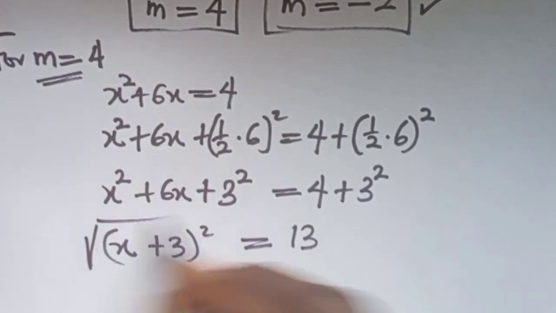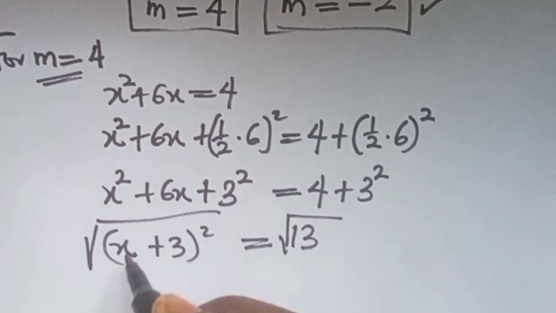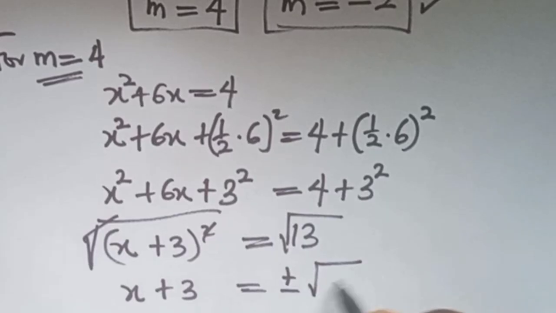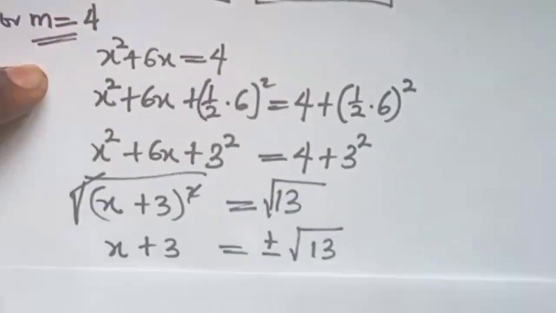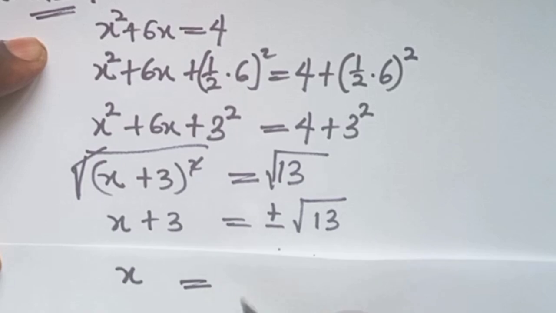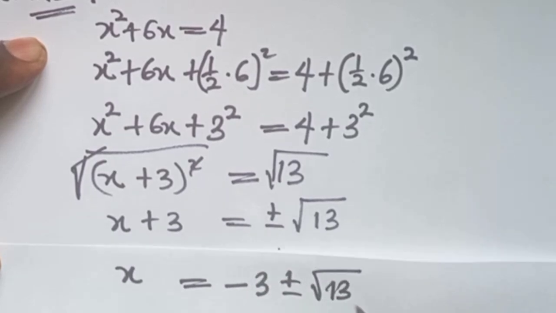If we take the square root of both sides, the square and the square root cancel out. What will be left is x plus 3 equals plus or minus the square root of 13, so that x equals minus 3 plus or minus the square root of 13.